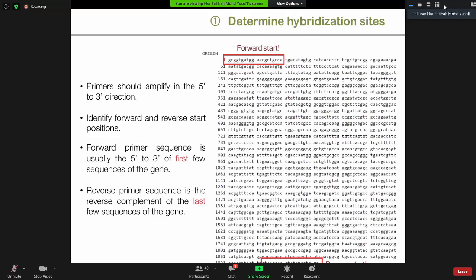Okay, identify the forward and start position. The forward primer sequence is usually 5' to 3' of the first few nucleotides of the gene. So in this case, we aim at this particular region. The reverse primer will be the last few nucleotides of the gene, reverse complemented. If you look here, this is the reverse sequence, but the primer will not be GTCC, GCCA, and so on. This region needs to be reverse complemented.